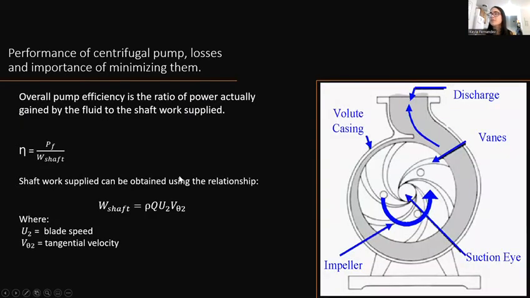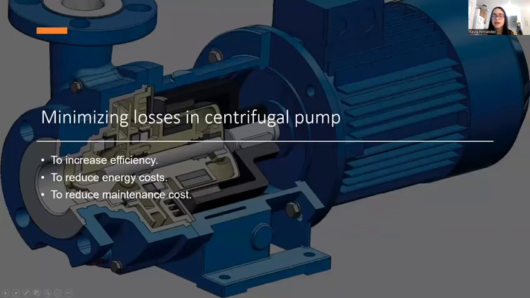Now, the overall pump efficiency is the ratio of the power actually gained by the fluid to the shaft work supplied. I have over here the equation for the efficiency, and then to calculate the shaft work, we use this equation. So it's going to be equal to the density times the flow rate times the blade speed times the tangential velocity. Now, minimizing losses in a centrifugal pump will minimize energy dissipation and will increase efficiency. At the best efficiency point, the pump operates most cost effectively, both in terms of energy efficiency and maintenance considerations.